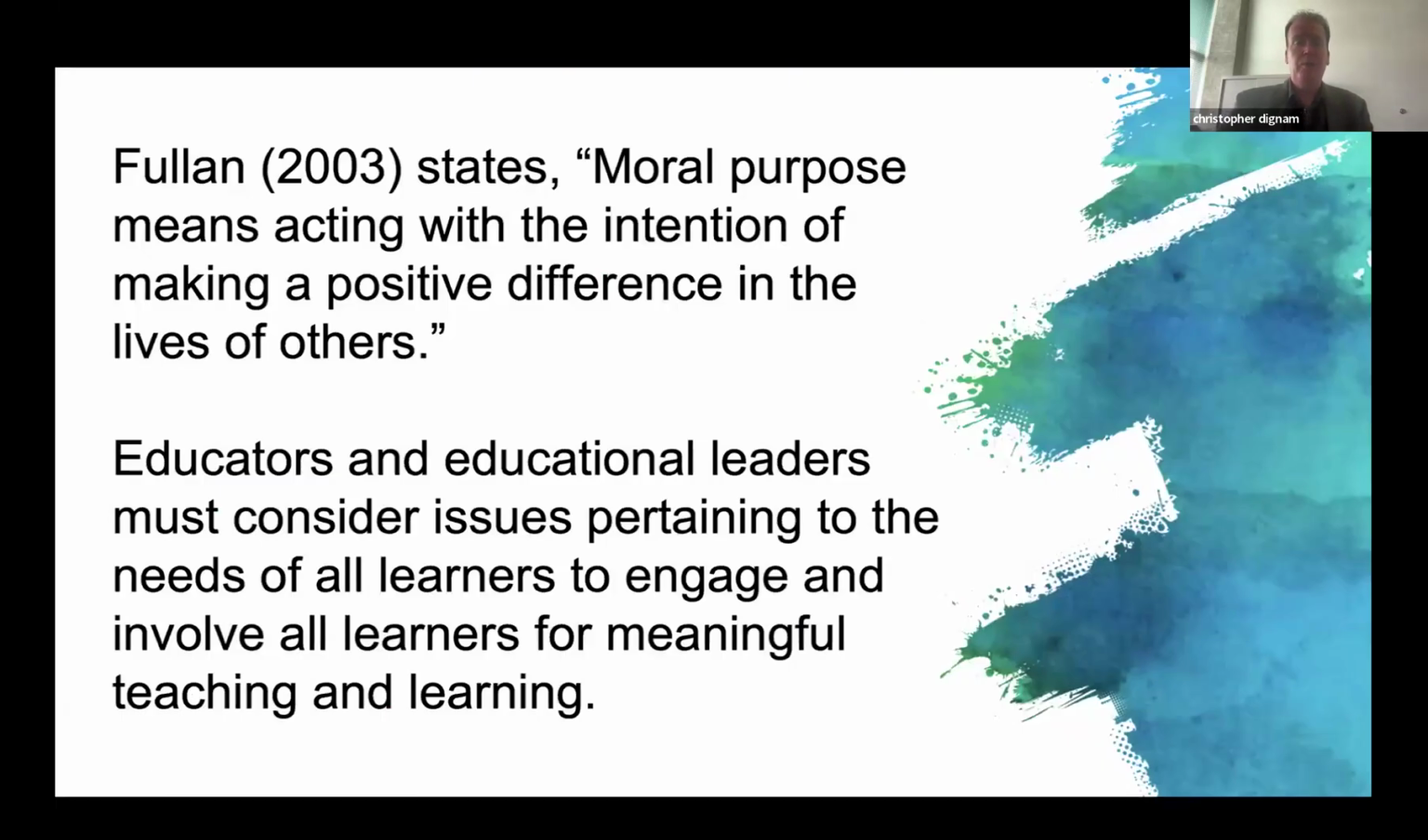And when we look at the moral purpose of teaching and learning, it's acting with the intention of making a positive difference in the lives of others. That's also interwoven within servant leadership and within distributive leadership, where that leadership norm is actually not just the principal leading. It's not the assistant principal leading or the superintendent. It's teachers, it's your support staff, it's your non-licensed staff, and it's engaging and learning for a meaningful teaching and learning experience. So everyone is on that flywheel, and everyone's a spoke in the wheel in the school.